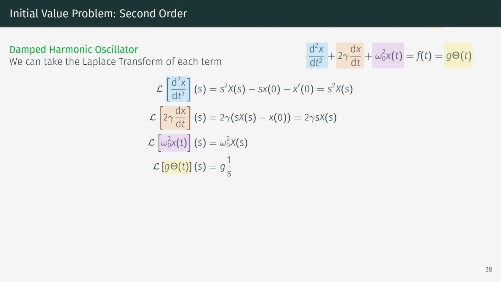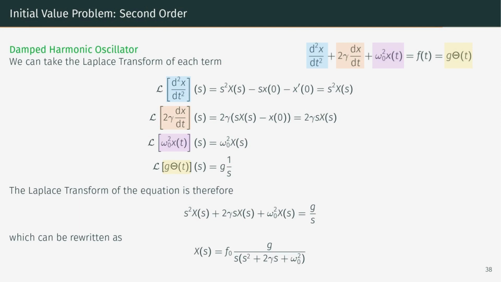The Laplace transform of the third term, omega naught squared x of t, shown in purple, equals omega naught squared x of s, and the Laplace transform of the last term, g theta of t, shown in yellow, equals g times 1 over s. The Laplace transform of the equation is therefore s squared x of s plus 2 gamma s x of s plus omega naught squared x of s equals g over s.